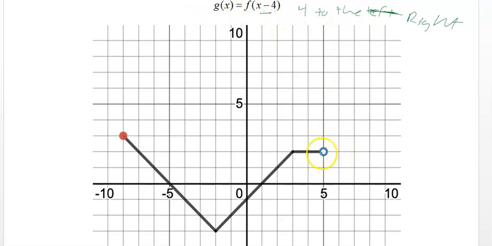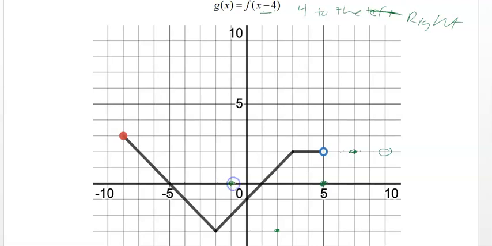So 4 to the right for this blue circle here is 1, 2, 3, 4. Each grid line is worth 1. 1, 2, 3, 4. And again 1, 2, 3, 4 for each of the other points.